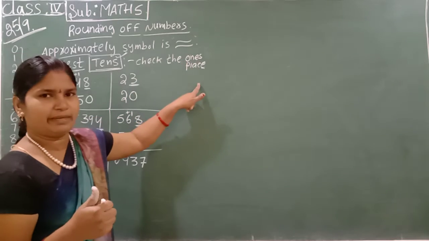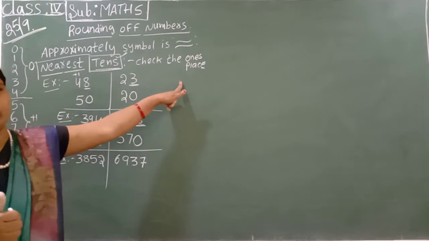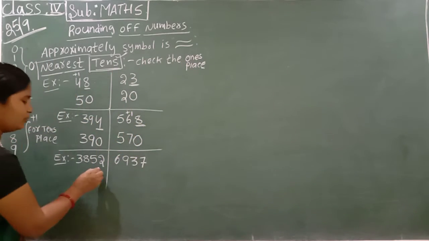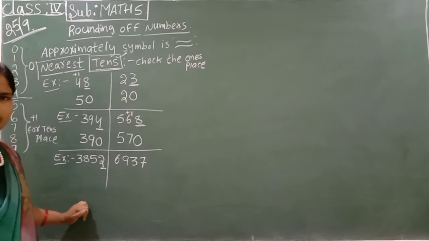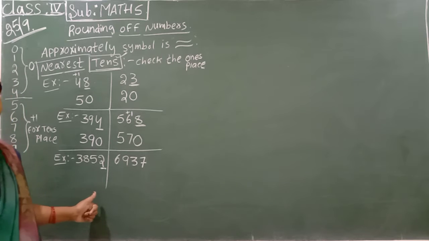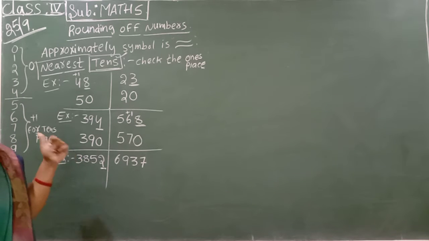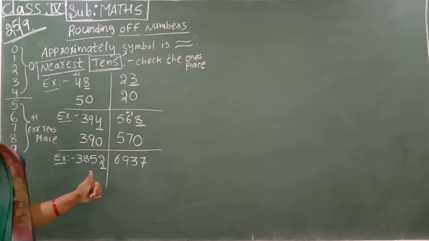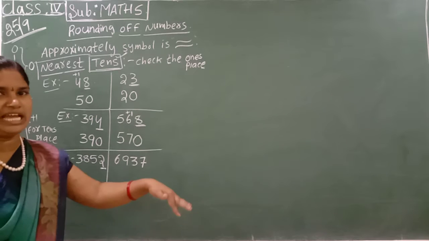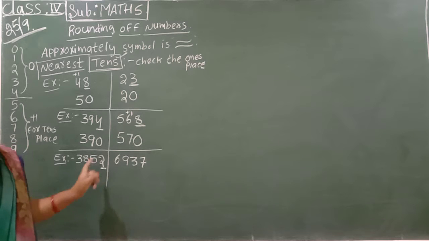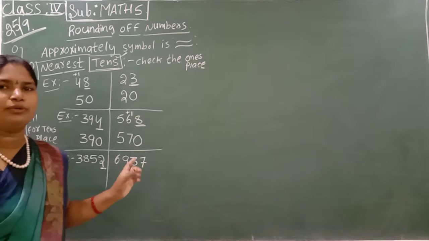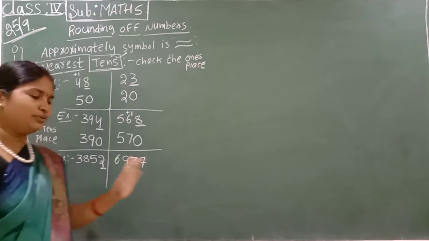Check the ones place. First of all, we have to check the ones place. Only ones place. Why? Because we are asking nearest tens. Ones place. If it is greater than 5, add 1 for the tens place. If it is less than 5, no need to add 1 for the tens place. Directly underline the number. You have to make it as 0.